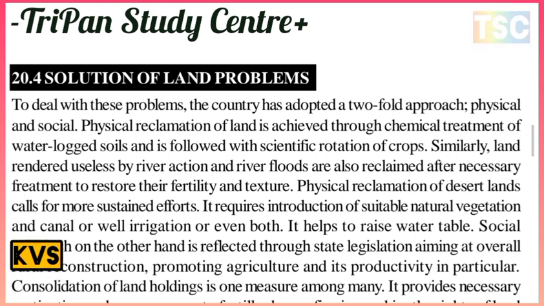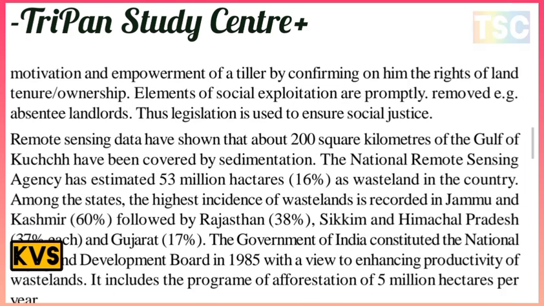Promoting agriculture and its productivity, particularly through the consolidation of land holdings, is one measure among many. It provides the necessary motivation and empowerment to the tiller by conferring on him the right of land tenure and ownership. Elements of social exploitation and property, a remnant of centuries of landlordism, are removed, and thus the regulations are used to ensure social justice.